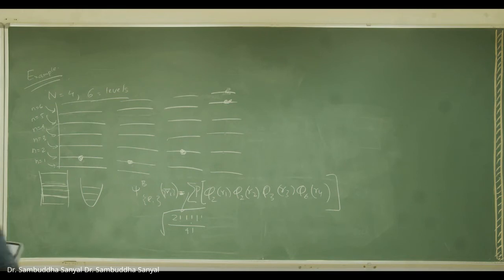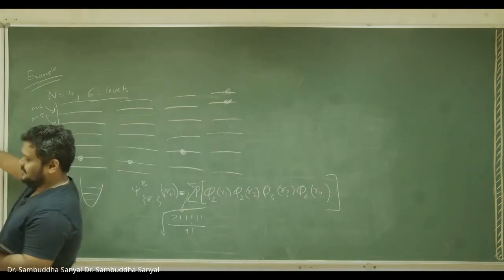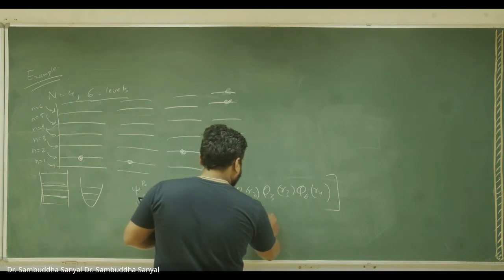Okay. Now how to write it? There is a shorthand. So let me write it in this way. The shorthand is the following. I have 6 levels: 0, 2.